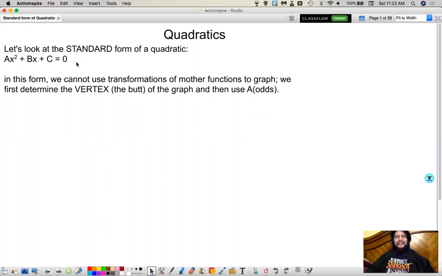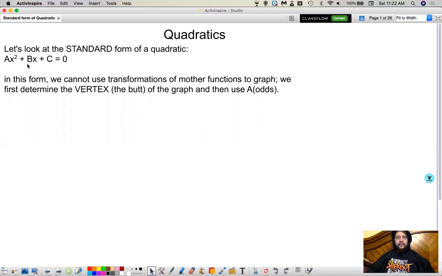We're just going to focus in on the quadratic mother function this week. So we're going to look at the standard form of quadratic, that's ax squared plus bx plus c equals 0. Now, if we're in this form, we can't exactly transform the mother function because we don't see the shifts or the stretches or anything. It's all multiplied out and simplified, so we can't see what's going on.